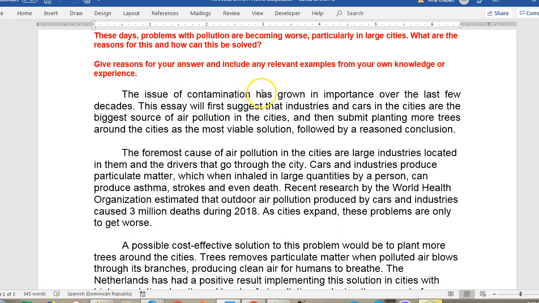The issue of contamination has grown in importance over the last few decades. Okay, this essay will first suggest that industries and cars in the cities are the biggest source of air pollution in the cities, and then submit planting more trees around the cities as the most viable solution, followed by a reasoned conclusion. Okay, that's an interesting introduction.